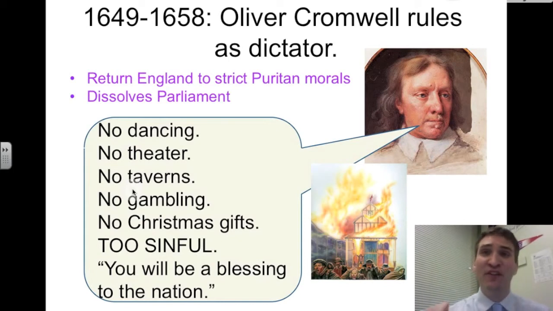And an example of how strict Cromwell was that he organized the burning of the Globe Theatre in England. The Globe Theatre was where William Shakespeare had a lot of his plays. So this was a symbol of how strict Cromwell had become. Not liking the theater, not liking the arts, because it was sinful.